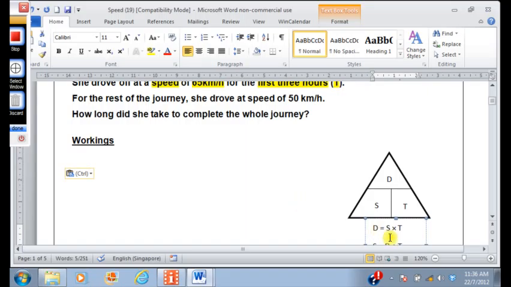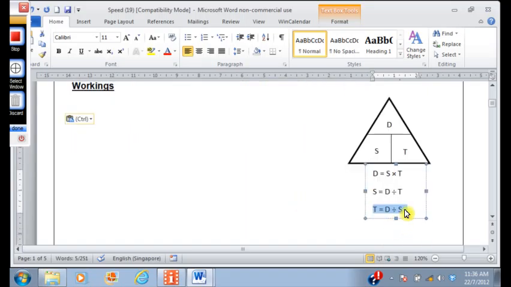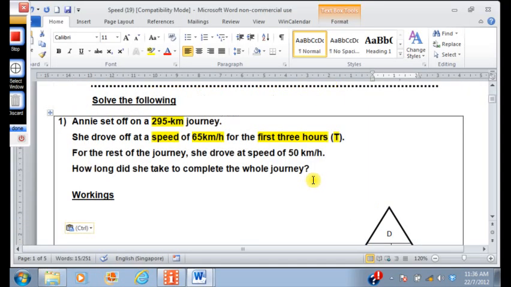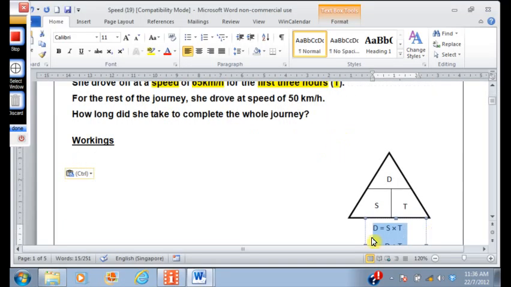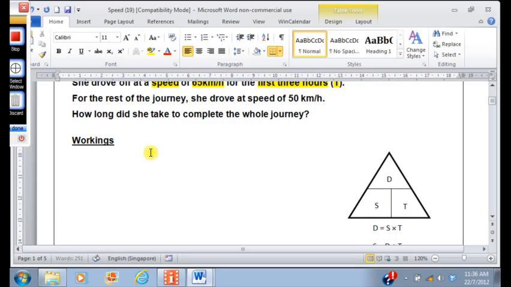Let's see whether we can use any of these equations to do the second part of the sentence. We have speed, we have time. So if we have speed and time, we can find the distance Annie traveled for the first 3 hours. So what is the distance?